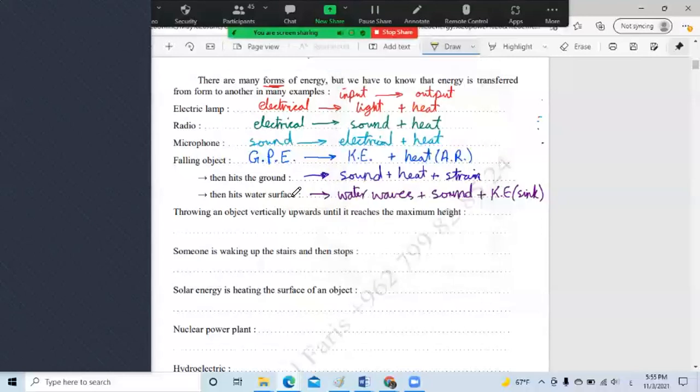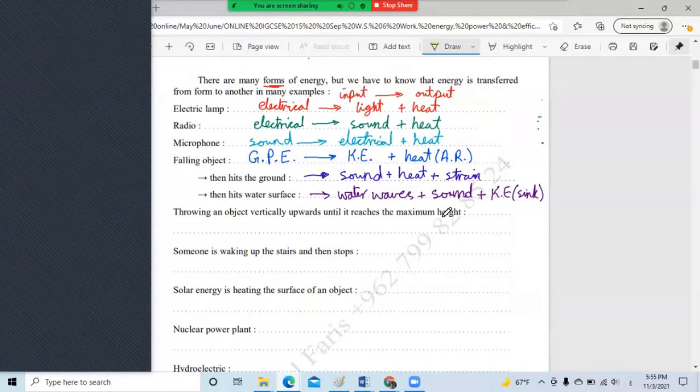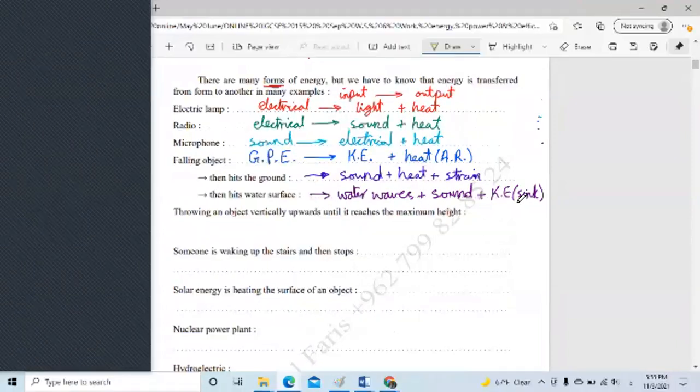Next, throwing an object vertically upwards until it reaches the maximum height. We don't know if it sinks or floats. In the instant that it hits the water surface, it still has kinetic energy to sink. Now, we don't know how much the water resistance is and the density of the object. We don't know enough. I'm talking about general information, general examples.